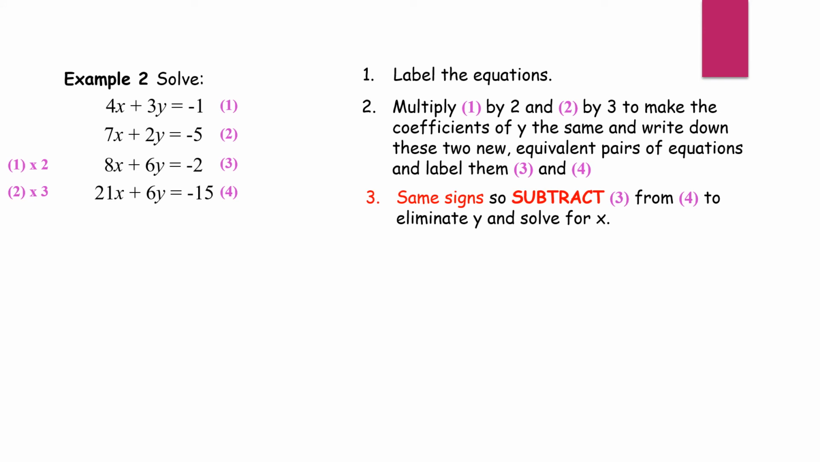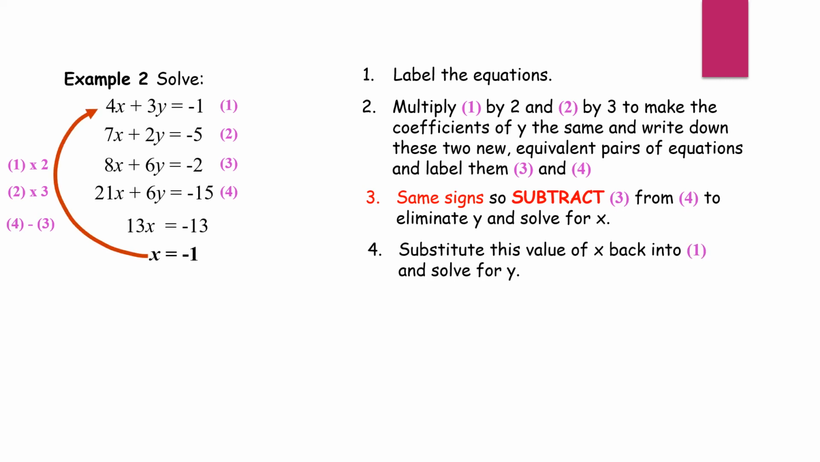Now you can see that our y terms have the same signs. So we're going to subtract, and we're going to subtract 3 from 4 to eliminate y and solve for x. So 4 take away 3 equals 13x, and that equals negative 13. And then when we divide both sides by 13, we get x equals negative 1.